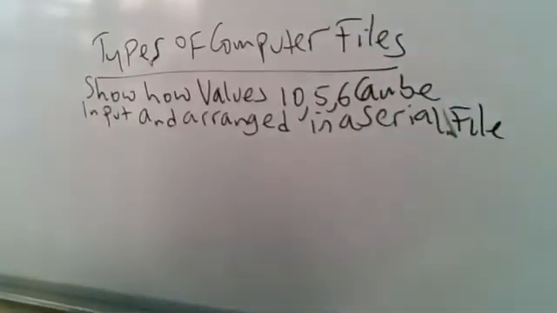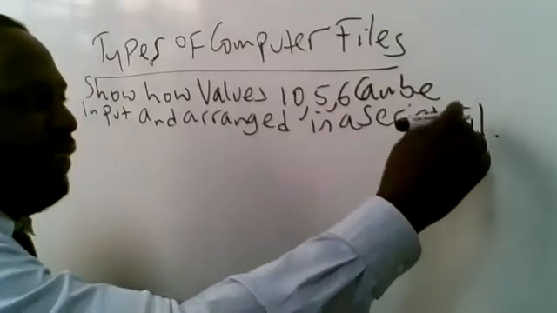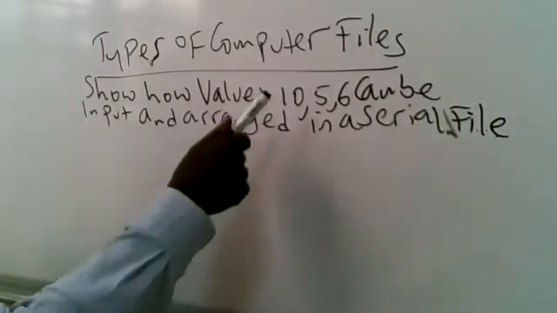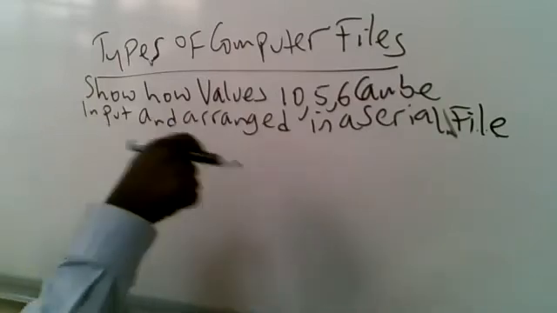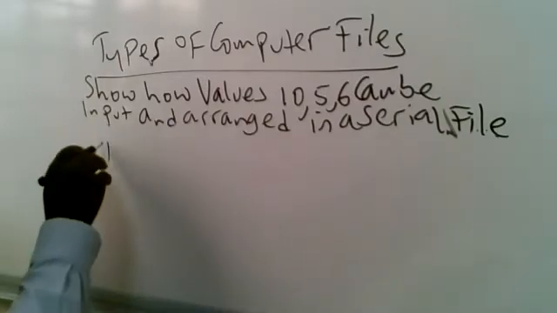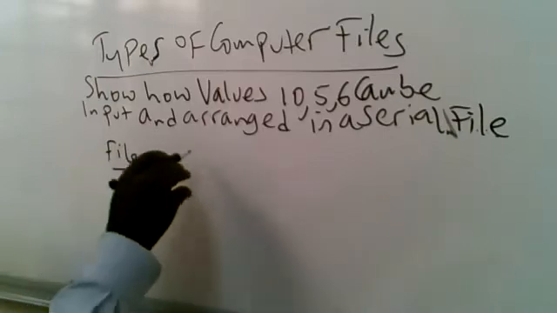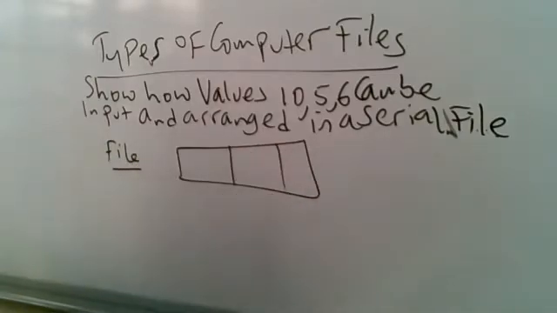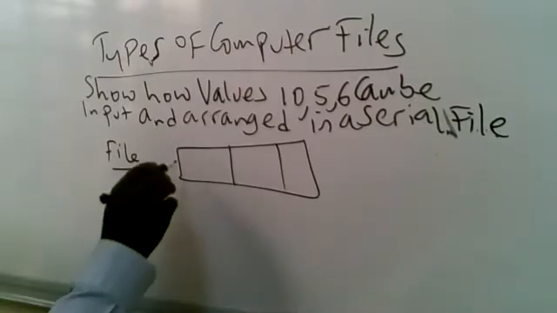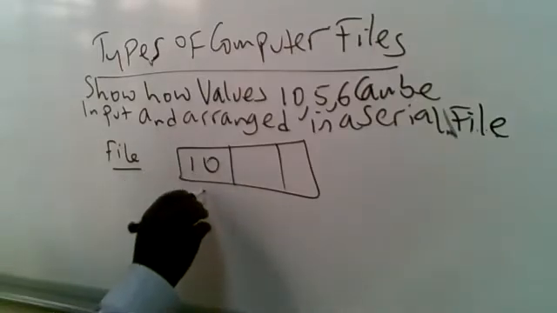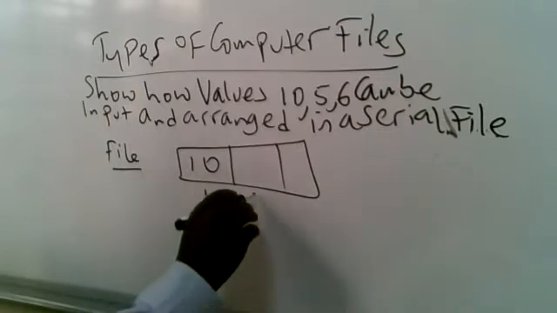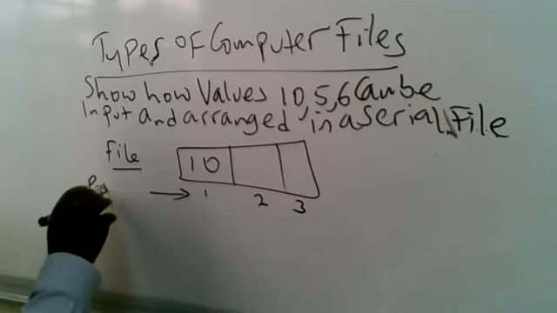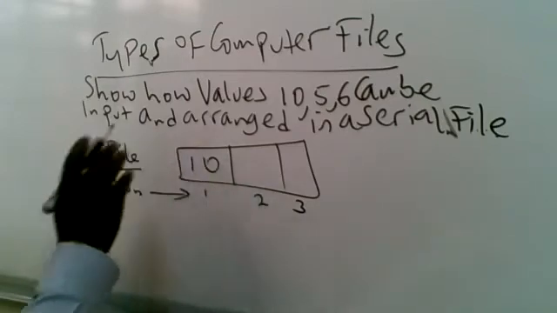Now, for a serial file, it is the simplest file. Why? These values will be input. 10 is coming first to be put into the file. So assuming this is our serial file here. At first, we are having 10 joining the file. 10 will be put in position 1 here, in the first position. These are positions. Second position and third. So 10 will be put in the first position.